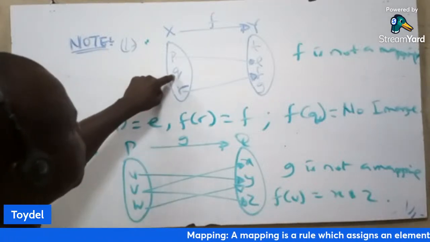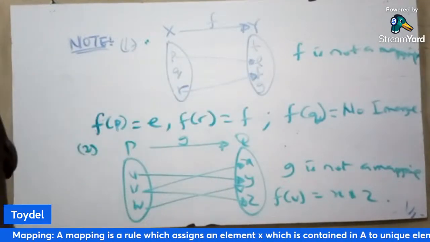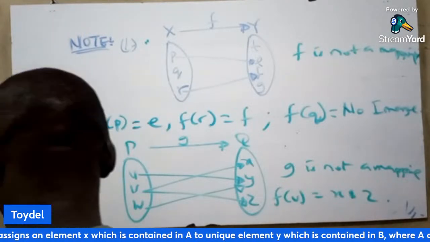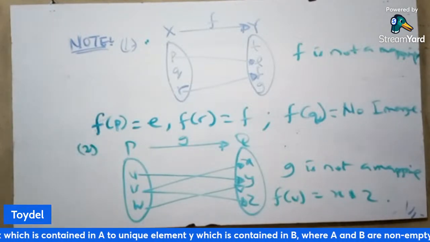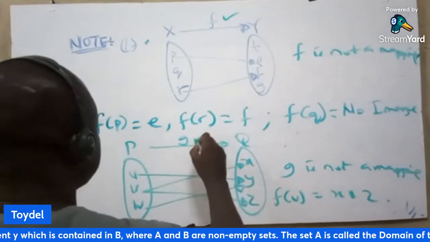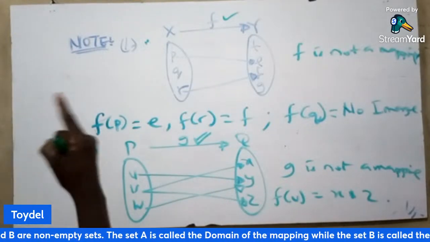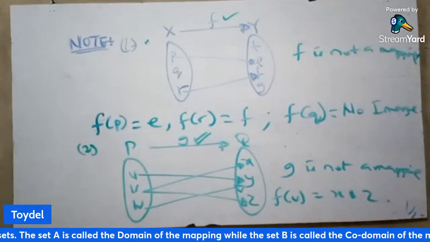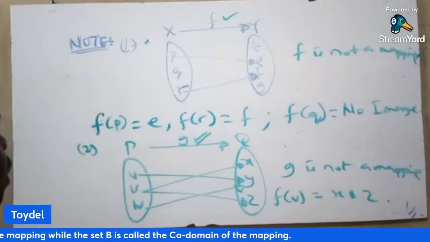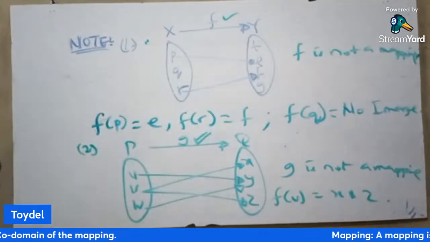Why is it not a mapping? Here, an element does not have an image. Then here, one element has two images. So let's take note of the two important conditions that must be satisfied if a relation is to be a mapping or function. For F and G to be a mapping or a function, the first condition is that every element of the domain has an image in the codomain. Every element of this domain must have an image in the codomain. That's the first condition that must be satisfied.